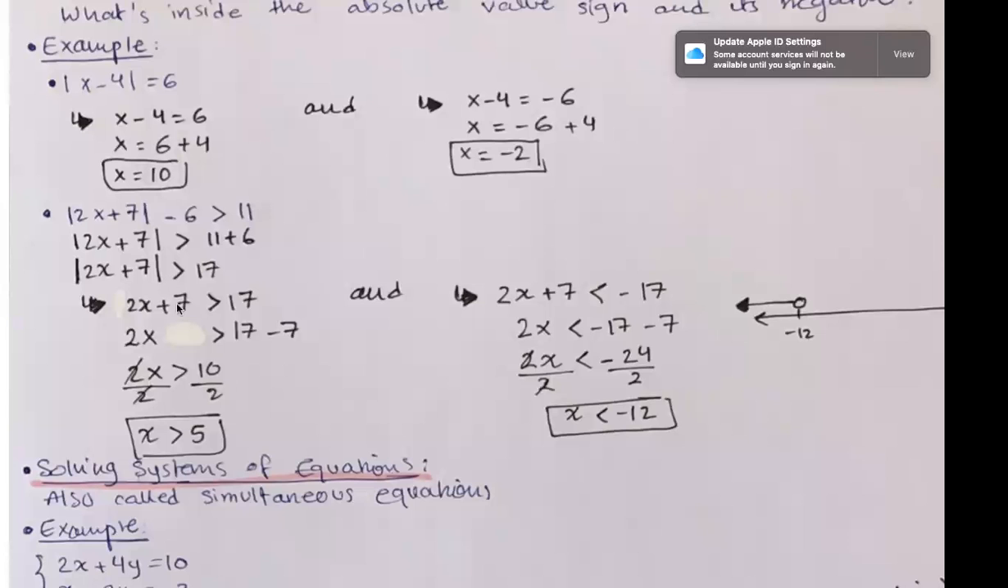So in this case, when you solve for x, you're going to have that x is larger than 5. And in this case, if you solve for x, you're going to have that x is less than negative 12. And both answers are correct. But when you have to check your answers, because you don't have an equality sign here, it's x less than minus 12. You're going to have to take numbers that are less than negative 12 to see if your answer is correct.